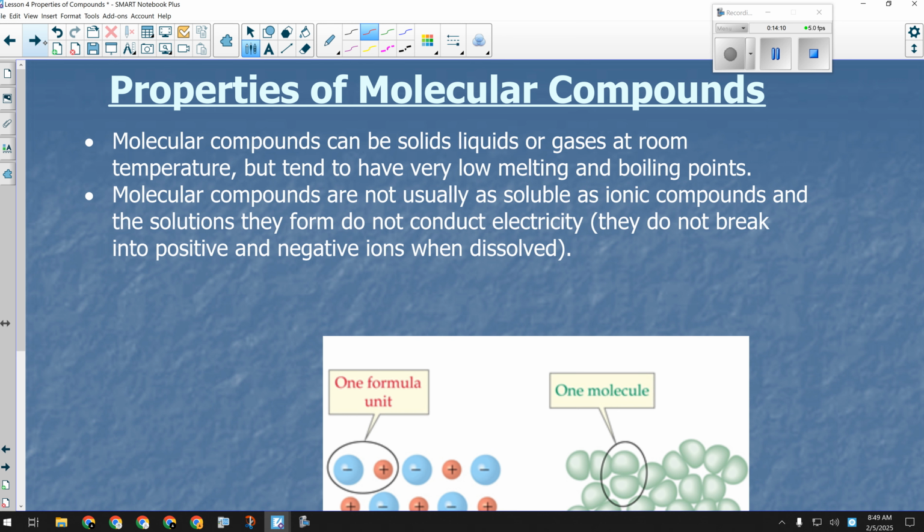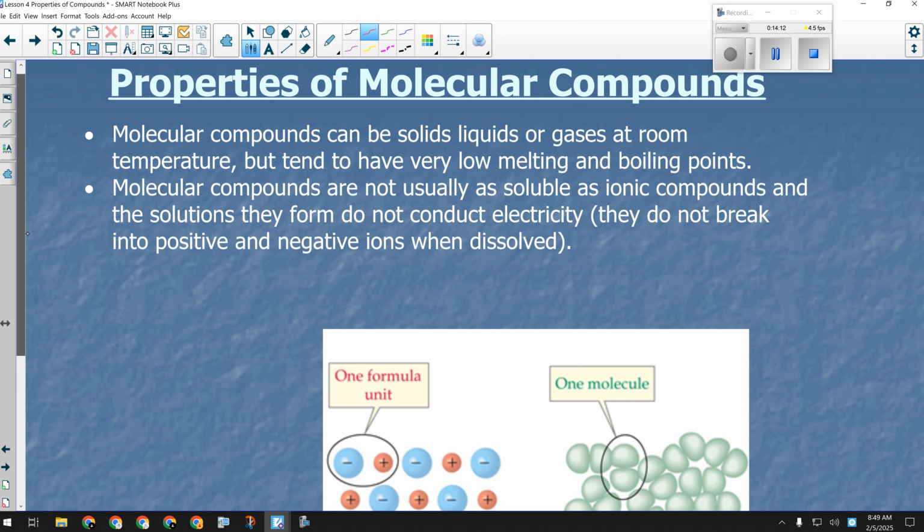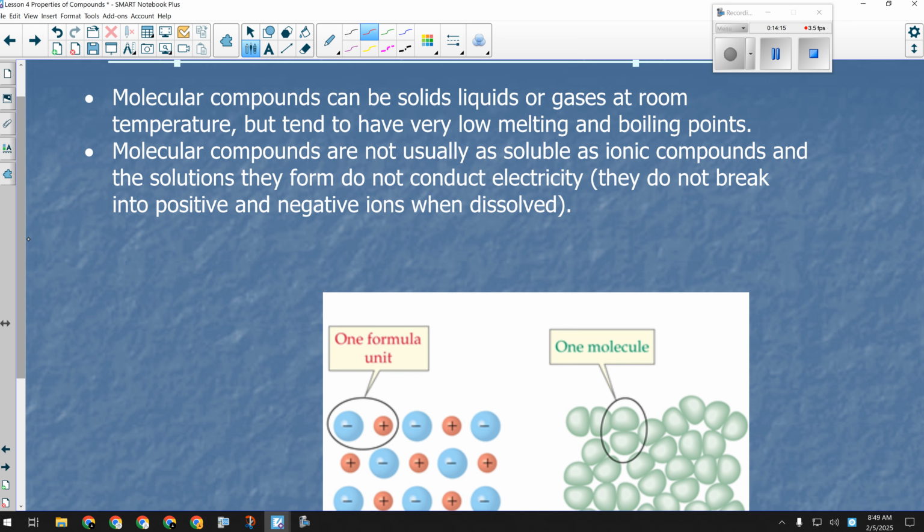Now, molecular compounds work differently. As we said, ionic compounds are two charged particles that are bonded together until they decide they don't want to be together anymore. Molecular compounds are sharing their electrons so they stay together. There are no charged units. The lack of charged units means they're not typically as soluble. And they will not conduct electricity when dissolved in water.